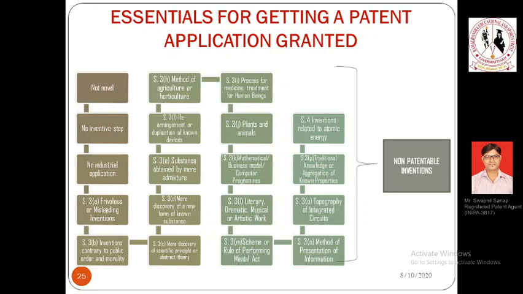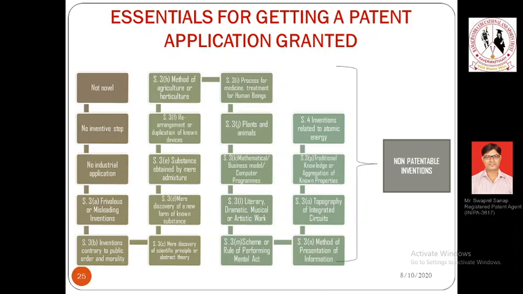right? Section 3C, mere discovery of scientific principle or abstract theory. For example, E is equal to MC square, and I came up with a new invention referred to as A is equal to PQR. I'll not get a patent for it because it's a mere discovery of a scientific principle or abstract theory, and E is equal to MC square is already known. I just replace E with something else, MC with something else. I'll not get a patent for it.